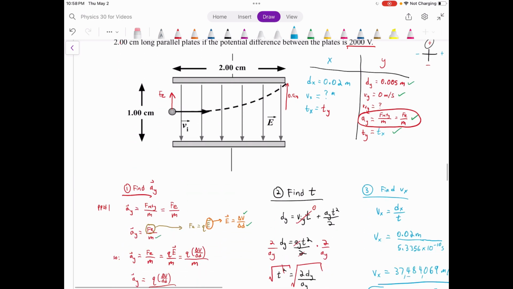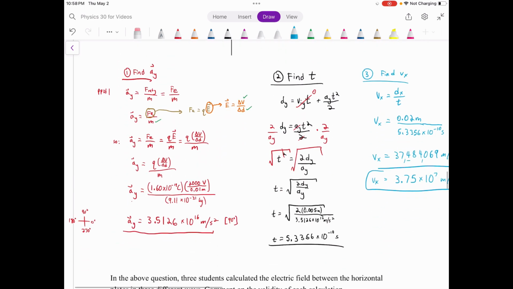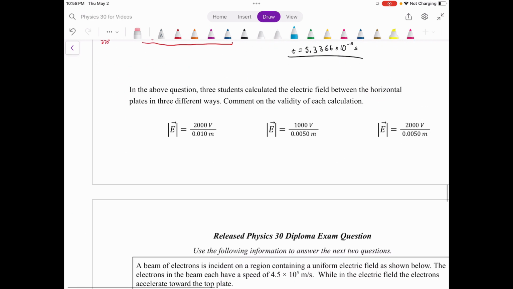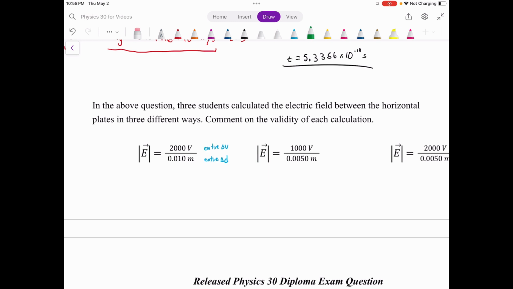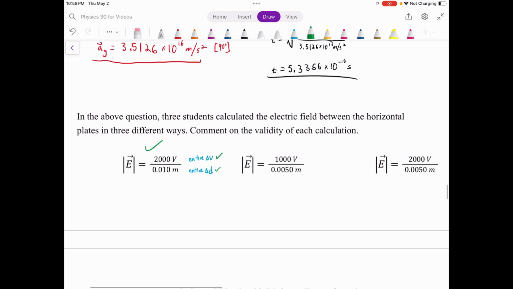Is that okay? Well, yeah, in fact, that's what we did, right? So that's fine. They've used the entire potential difference to go all the way across the plates and the entire distance across the entire plates. So yes, this totally works. Nothing wrong with that. What about these students?